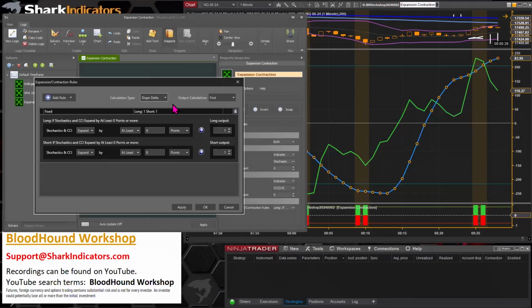So that's a breakdown between the calculation types, and that concludes it. That's really all there is to the expansion contraction. It is one of the simpler solvers that BloodHound has.